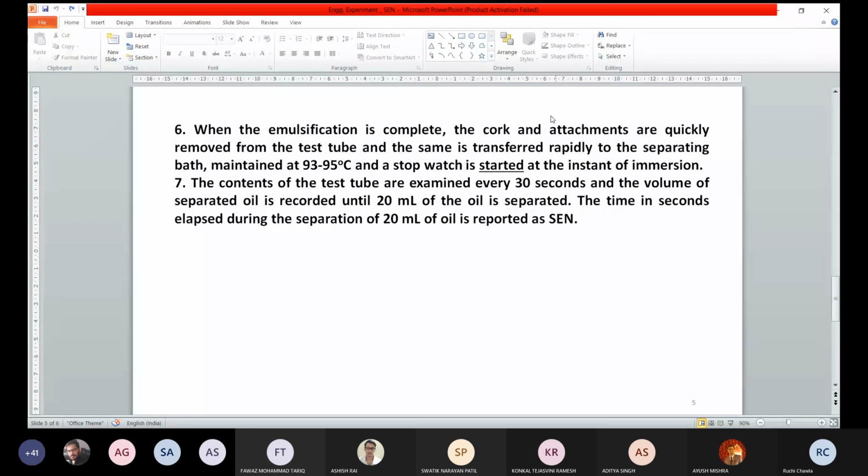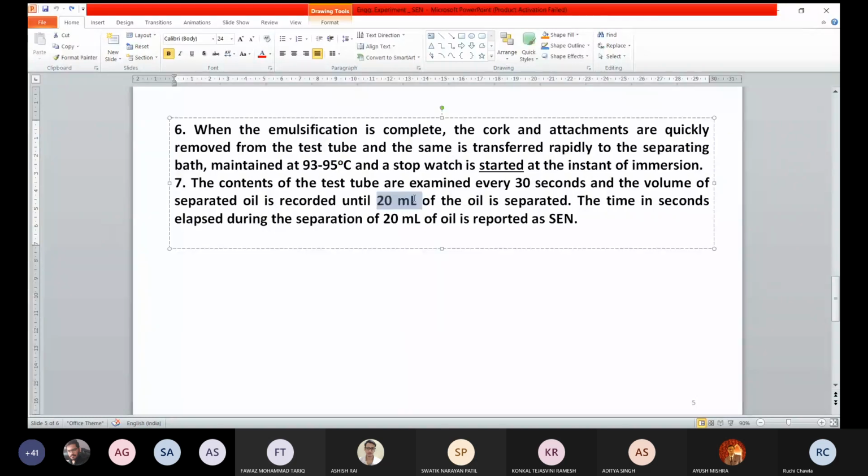And after every 30 seconds, you will examine the content. When the volume of the separated oil becomes 20 ml, at that point of time, you will note down the time, and the time in seconds elapsed during the separation of 20 ml of oil will be reported as the steam emulsification number. So the procedure is quite simple and direct. Is it clear to everyone? Yes, ma'am.